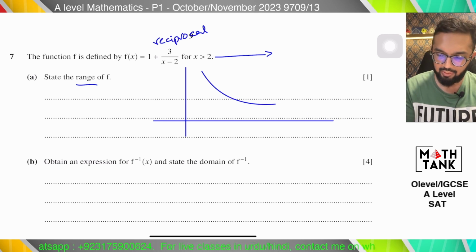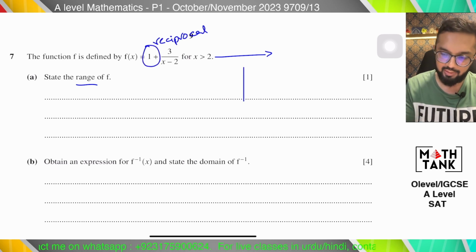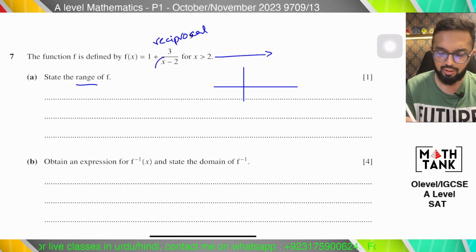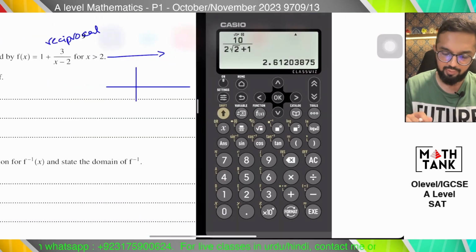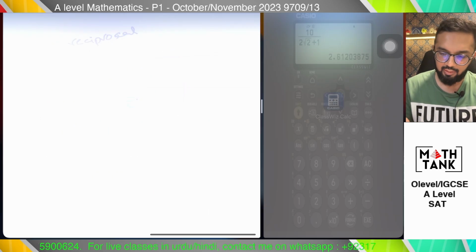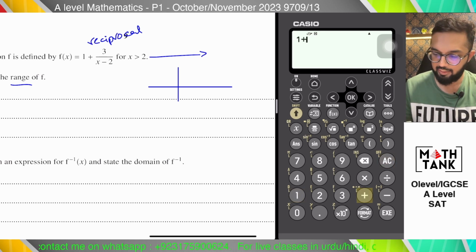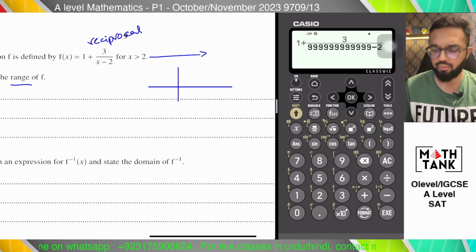So if I were to draw this curve for just 3 over x minus 2, the asymptote would be at 0. But here, since I see a plus 1, the asymptote seems to have moved. But if you can't figure that out, the simple idea is that you take a large number instead of x on your calculator. Let's try that. I'm going to say 1 plus 3 over, and I'm going to put a large value for x, 99999, and then minus 2. So x is stretching to the right.